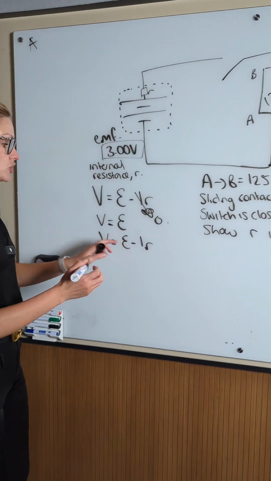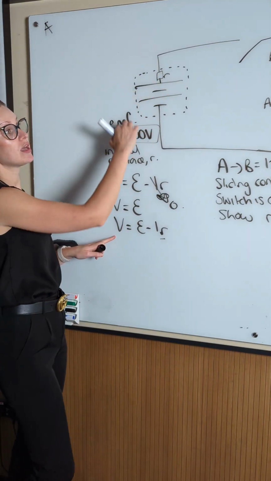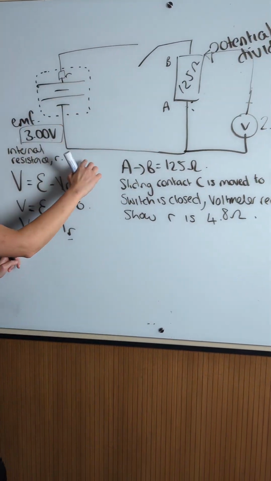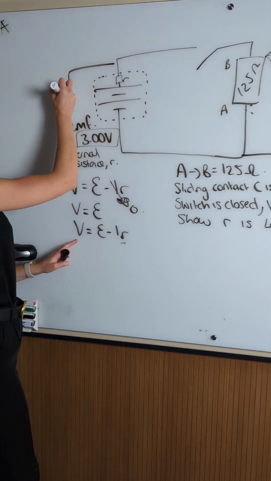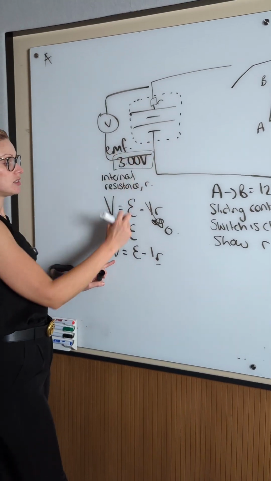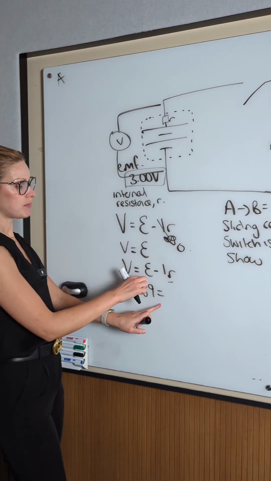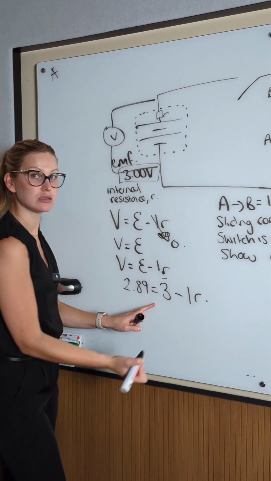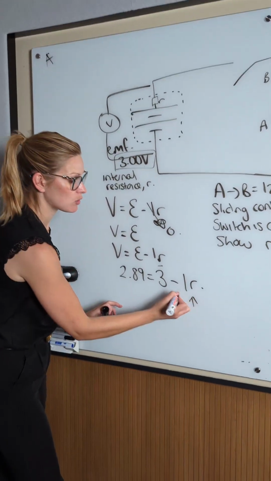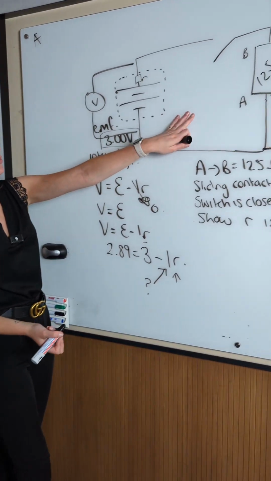Okay, so what I'm trying to do is show what that r is. So I know what V is because technically this is a parallel circuit now. So the potential difference across this component will be equal to the potential difference across this component. So I know V is 2.89. That's going to equal my EMF, which is 3, minus I times r. Okay? I'm trying to find r, so I must have I somewhere else in the circuit. So look at my circuit and what information I'm given again.